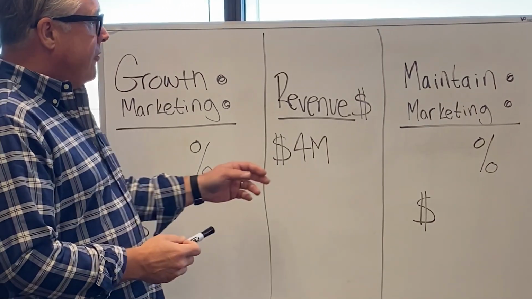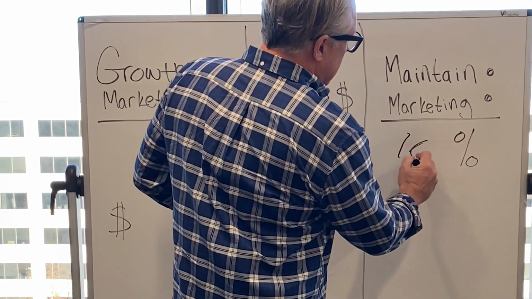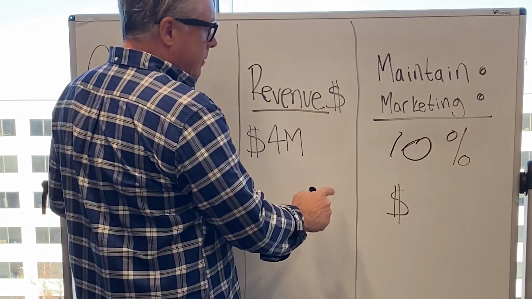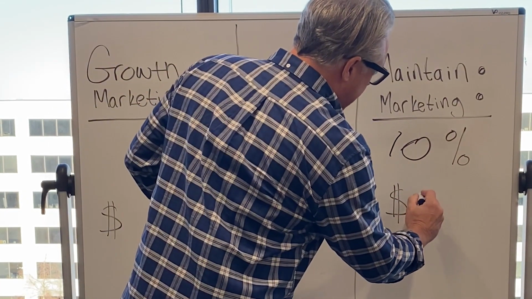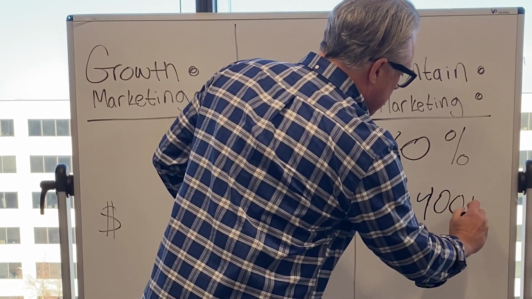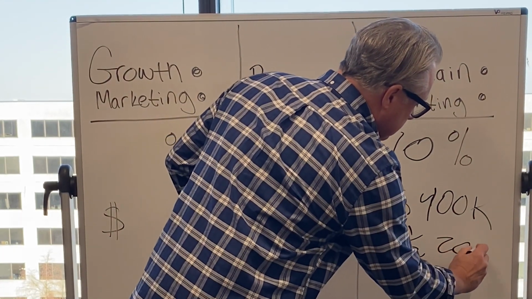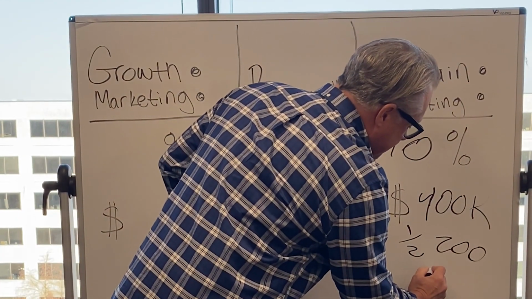So in this example, $4 million shop, in order to maintain that, we're going to say a 10% portion of your revenue would be $400,000, with about half of that digital, or right around $15,000 a month.